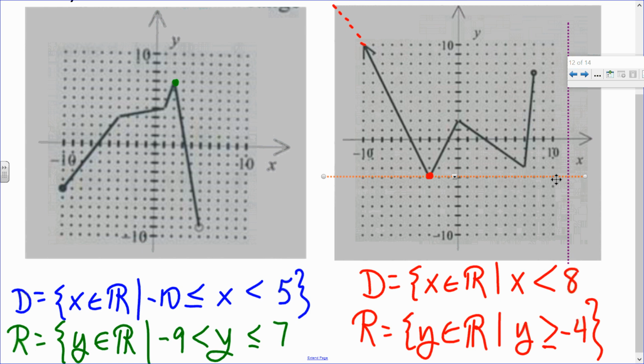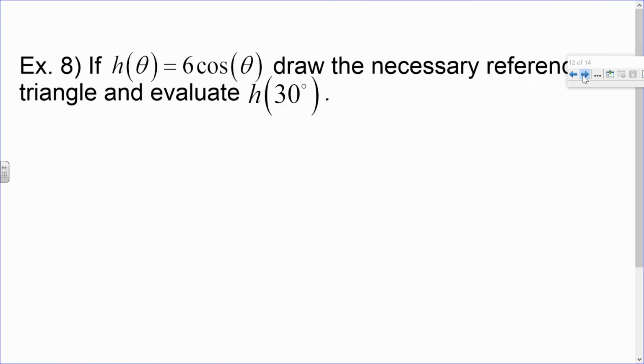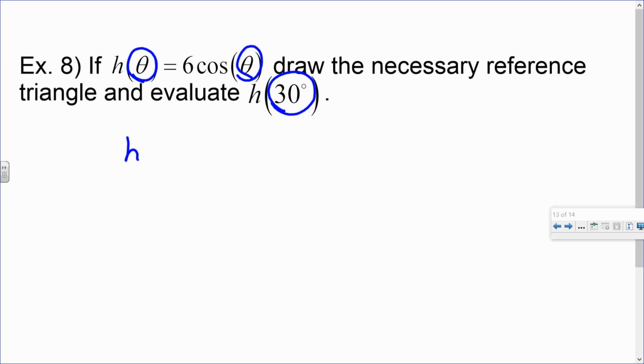And then one last thing, which is combining function notation with your right triangle trig. So we can do h of 30 degrees and have a function rule like this one that we have. This simply means we're going to put a 30 degrees in the parentheses, so we're going to change that theta to 30 degrees. So we change every other theta to a 30 degrees. So h of 30 degrees is 6 cosine 30 degrees.